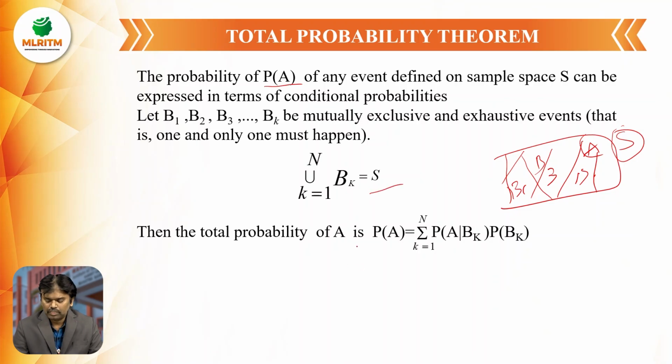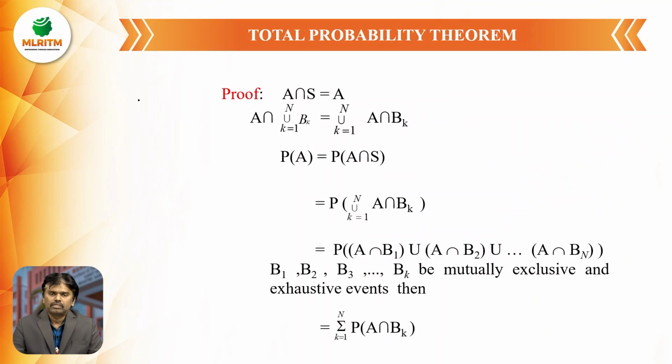Then the total probability of A in this sample space S of any experiment, P of A, is equal to summation of k equal to 1 to n, P of A given Bk into P of Bk. This is the total probability of event A in a sample space S which has K mutually exclusive events. This is the statement of the total probability theorem. Now we will discuss the proof of the total probability theorem.